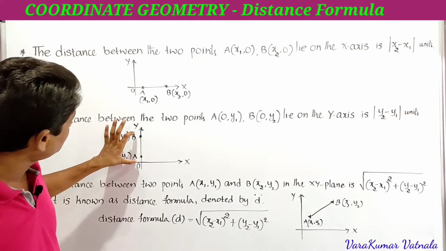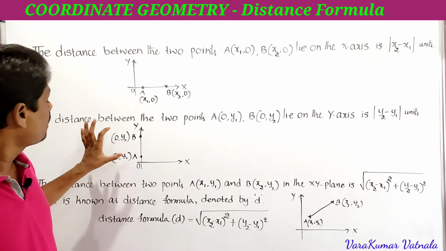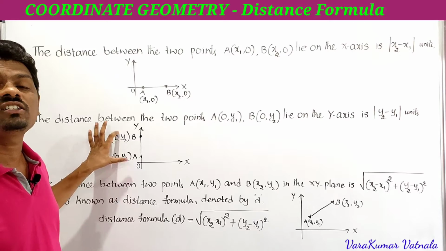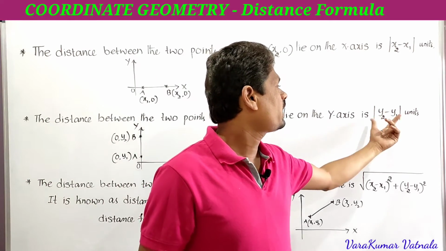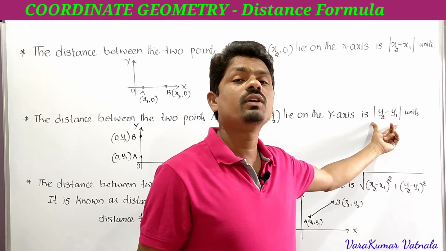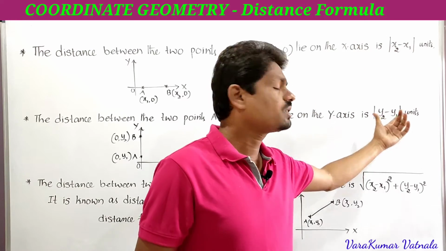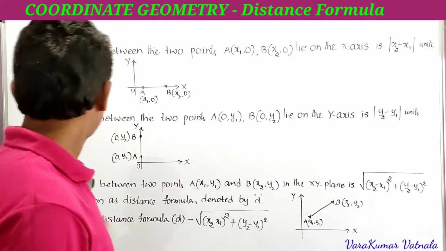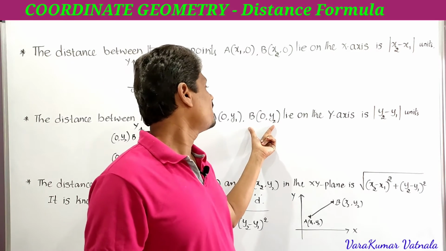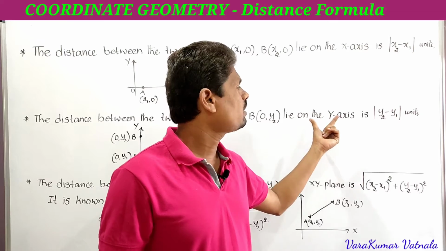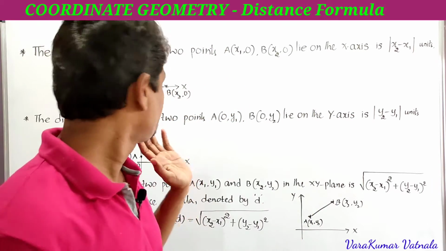So here, to find the distance between these 2 points which lie on the y-axis, we have to find the difference of the y coordinates, that is y2 minus y1. Again here also we use modulus. If we get a negative value, we write it as a positive. So the distance between the 2 points A (0, y1) and B (0, y2) which lie on the y-axis is modulus of y2 minus y1 units.